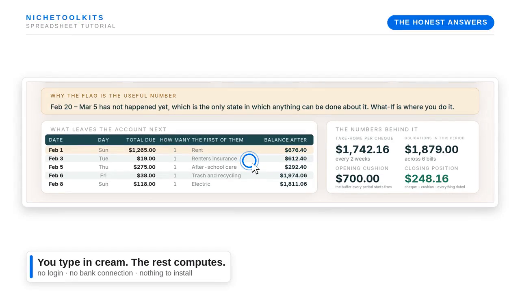3 questions I always get. Does it work in Google Sheets? Yes. Same workbook, same formulas, and it opens on an iPad. Do I need to be good at spreadsheets? No. You type in the cream cells with the brown text. Everything else is computed. Does it connect to my bank? It does not. No login, nothing to sign into. And if you already have a budget sheet, keep it. Paste your bill list into one column.